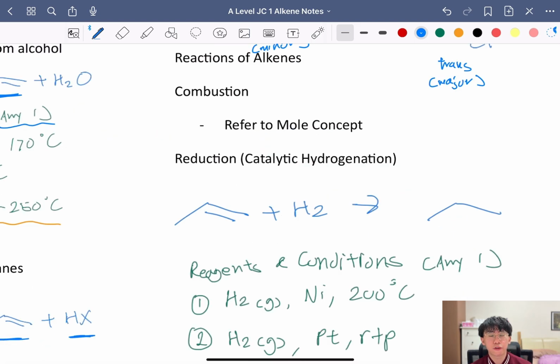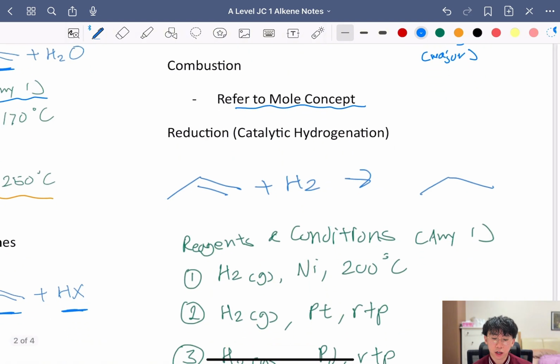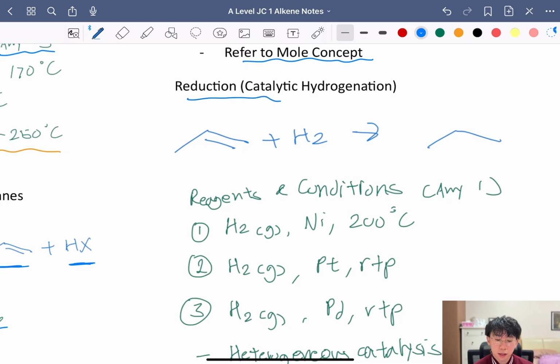Now on to the different reactions that alkenes can go through. The first is combustion, which all the organic reagents can go through, so just refer to my mole concept video to understand the calculations and equations involved for combustion questions. Next, we also have reduction, so your alkenes can become alkanes.